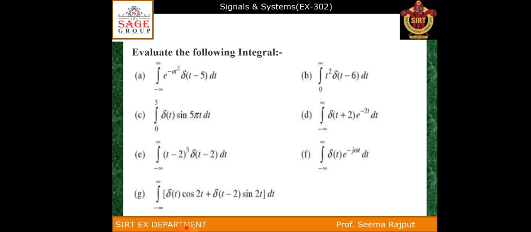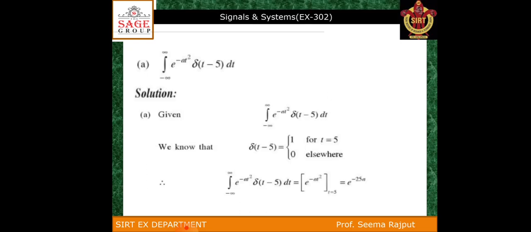And we have to evaluate the following integrals. Those are the examples of integrals we have to solve one by one. So I will explain in brief. First example is the integration from minus infinity to infinity of e to the power minus 8t square, delta t minus 5, dt. So we have to solve this.